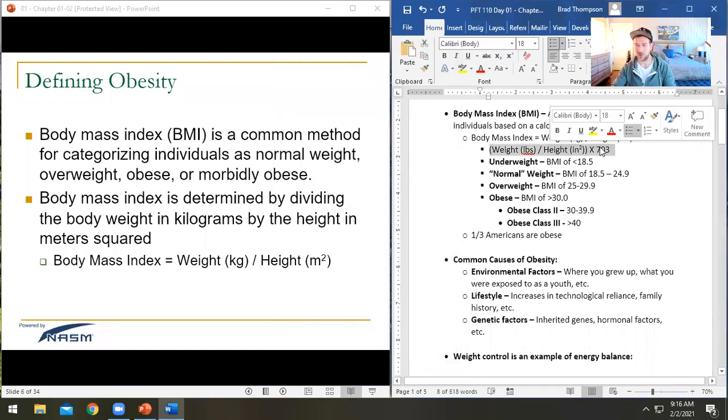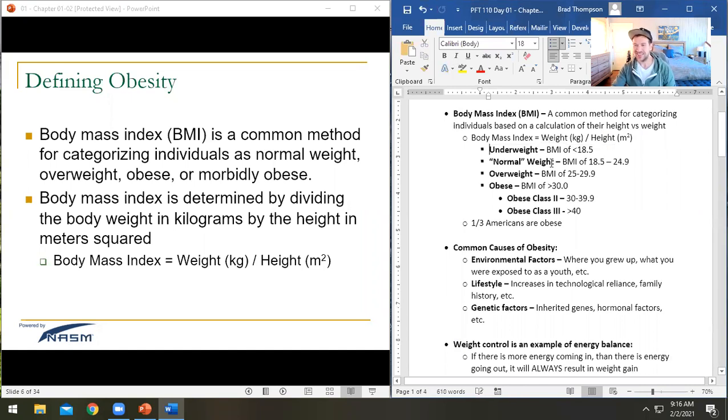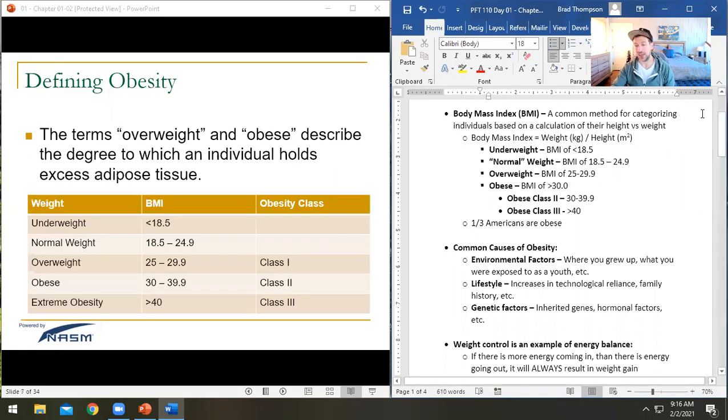There's the American version, and I will delete it because this is the one you'll actually be tested on. You'll never see that other version, by the way. The imperial version will never be on a test question. It will always be weight in kilograms divided by height in meters squared. Get it memorized.